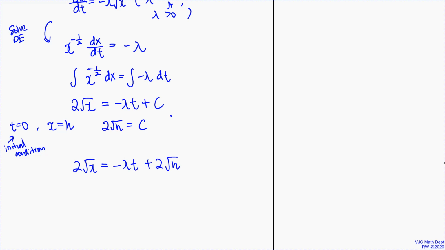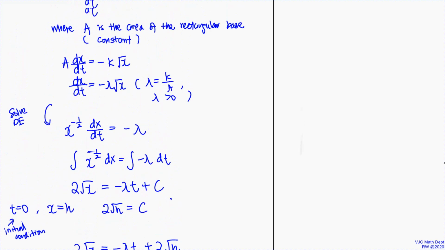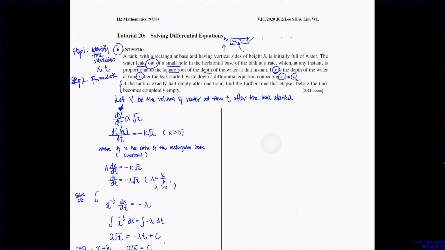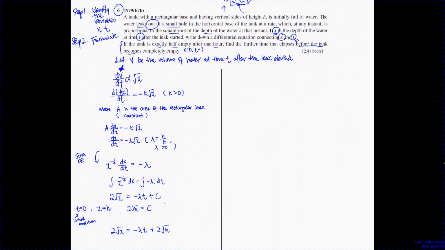Getting better, right? Now, next, we want to find the value of t when x is 0. Correct? When x is 0, what is the value of t? If you actually do that now, you realize that your t will be in terms of lambda and h, which is not what we want. There's still a bit of information that we have not used. The tank is exactly half empty after 1 hour. We have not made use of this condition. Let's use this condition now.